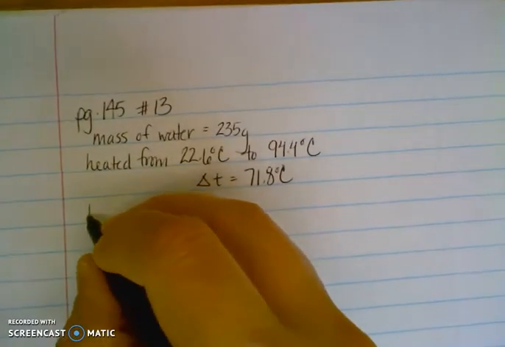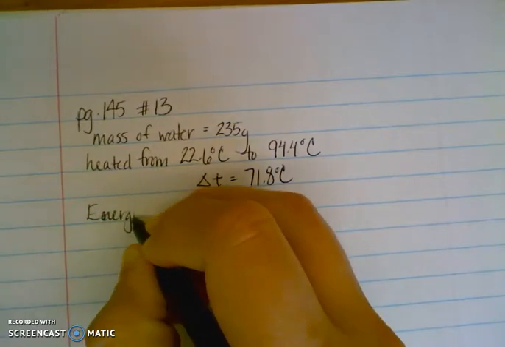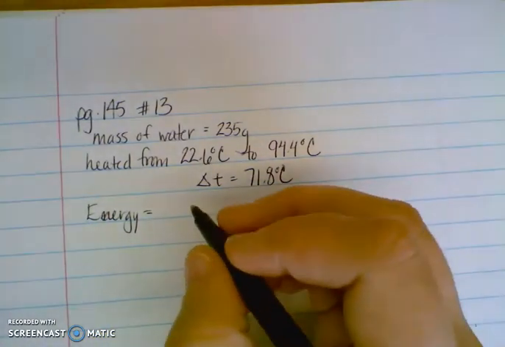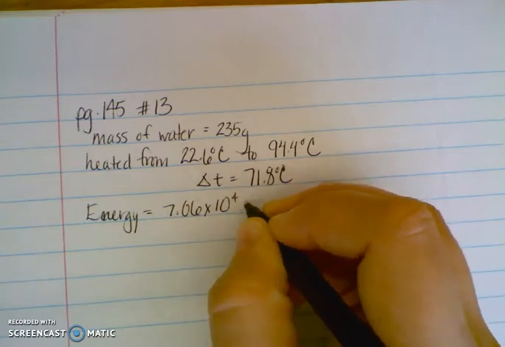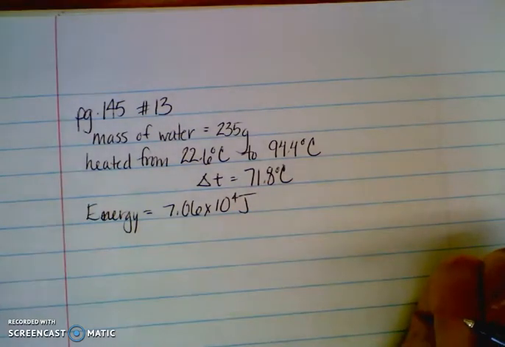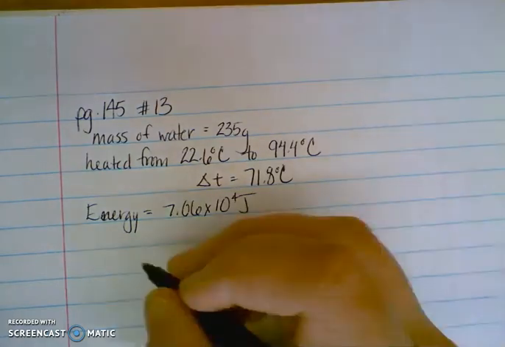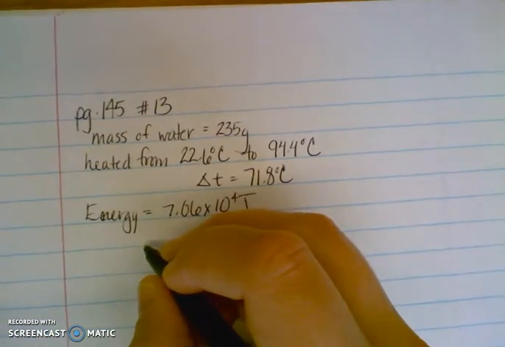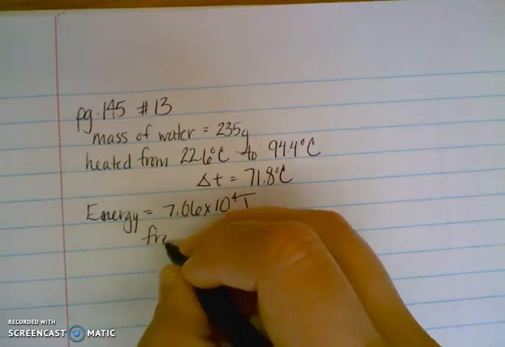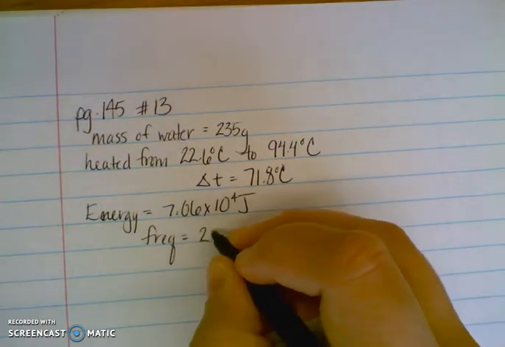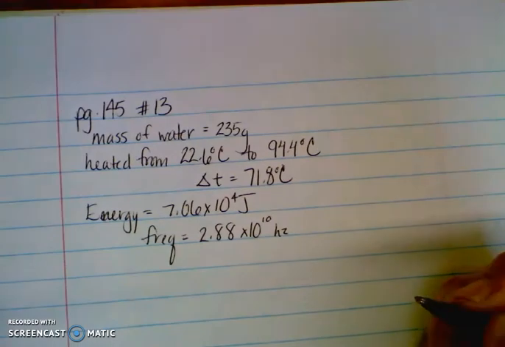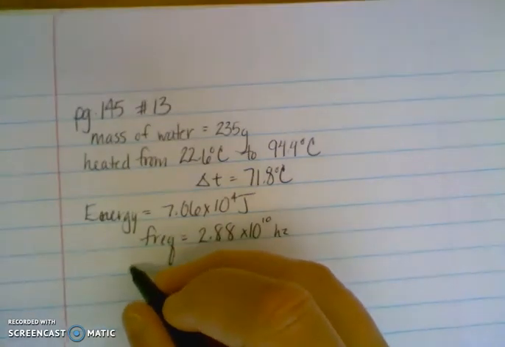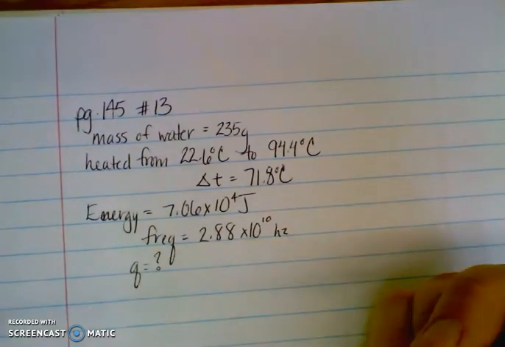It says it requires 7.06 times 10 to the fourth joules of energy. So my energy equals 7.06 times 10 to the 4 joules. Okay, so if the microwave frequency is 2.88 times 10 to the 10, and it says per second. Second raised to the -1 means per second or hertz. How many quanta are required to supply the energy?